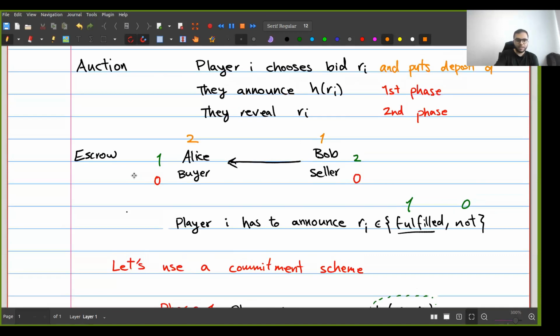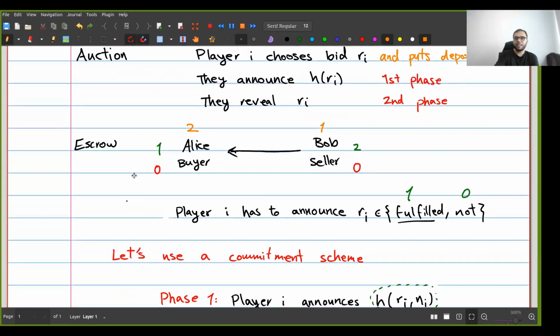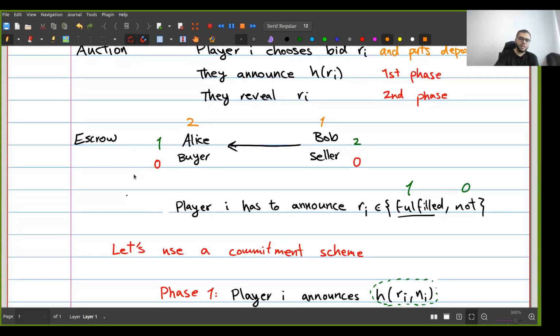I really hope that you understood this part. If you didn't understand it, please ask me any questions you might have. This is definitely going to be on the final exam.